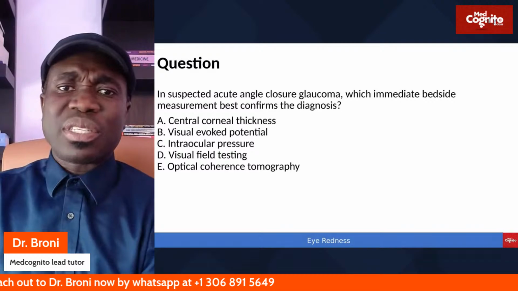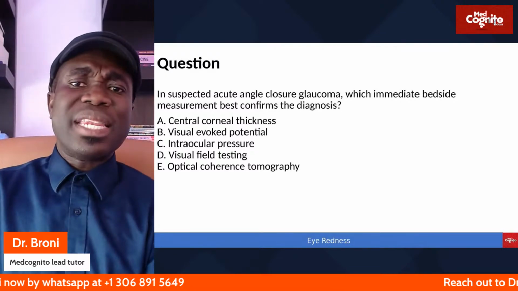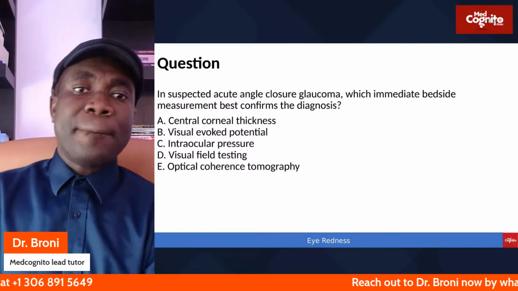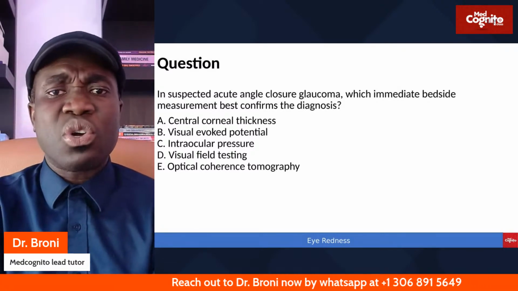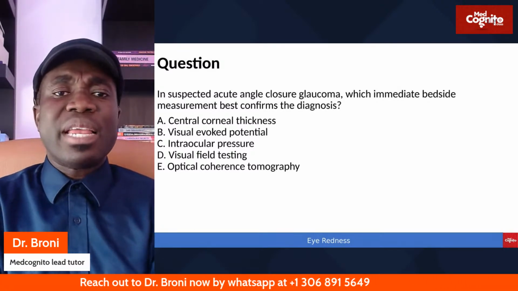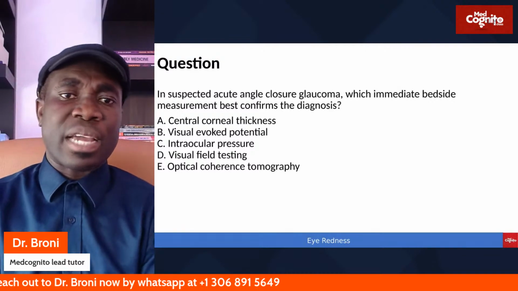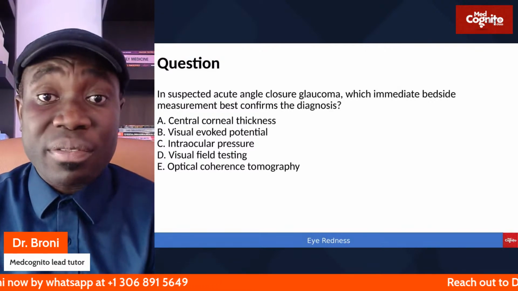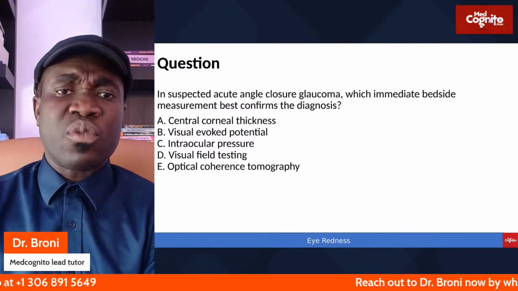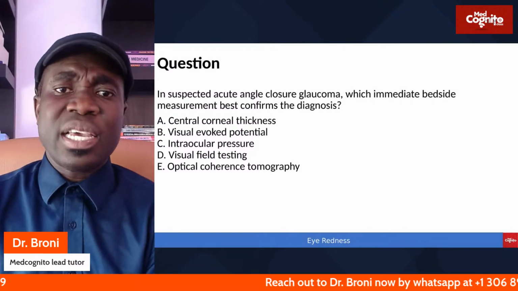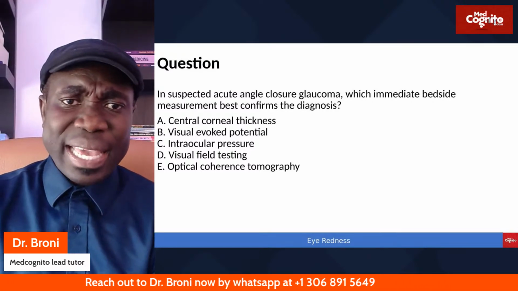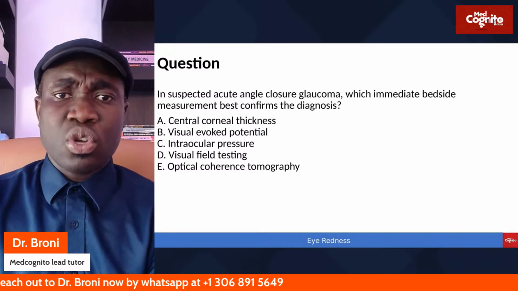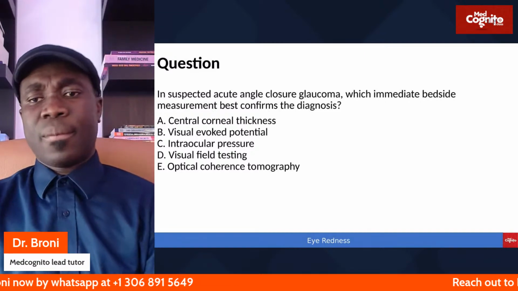In suspected acute angle closure glaucoma, which immediate bedside measurement best confirms the diagnosis? A, central corneal thickness. B, visual evoked potential. C, intraocular pressure. D, visual field testing. And E, optical coherence tomography.